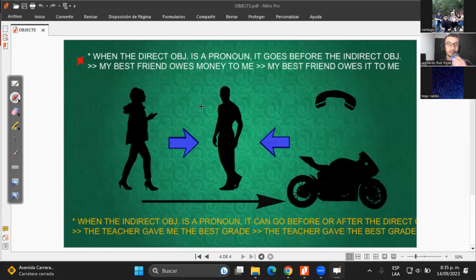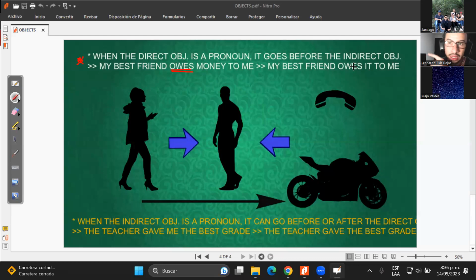When the direct object is a pronoun, it goes before the indirect object. My best friend owes money to me. Exactly. So in this case, my best friend owes money to me. Of course, I can say my best friend owes me money, because "owes" allows both possibilities. My best friend owes money to me, or my best friend owes me money.